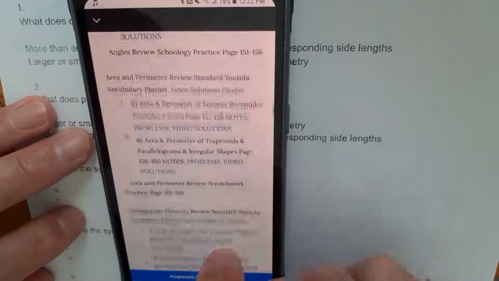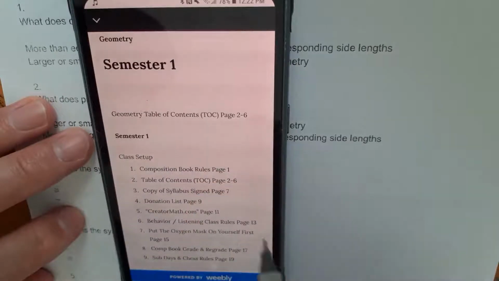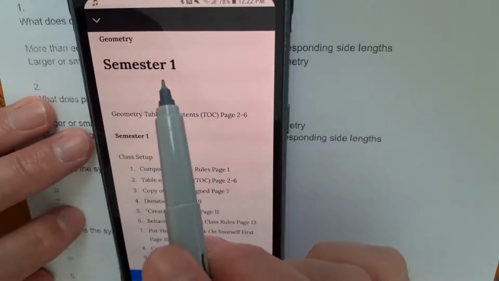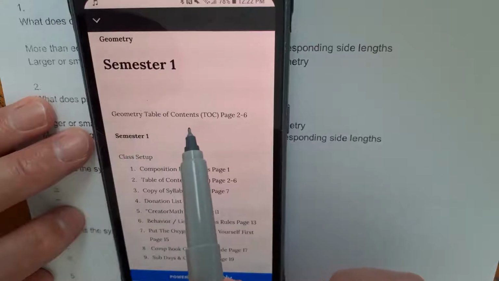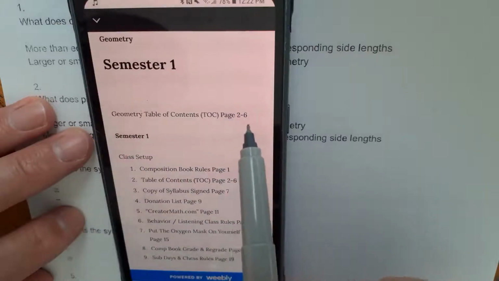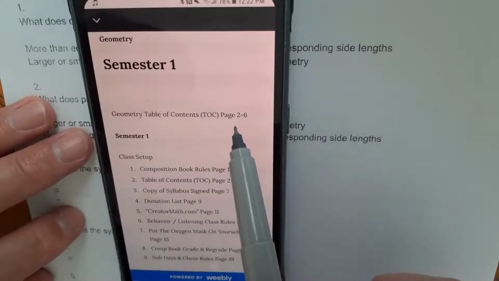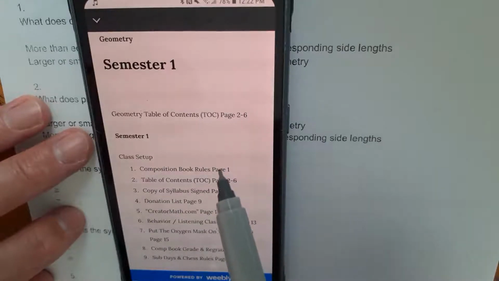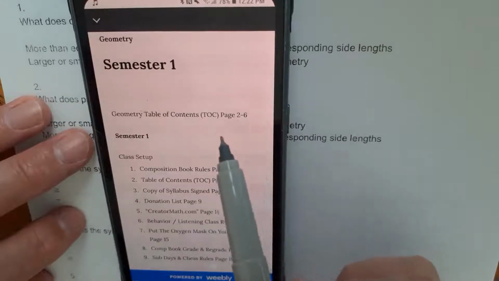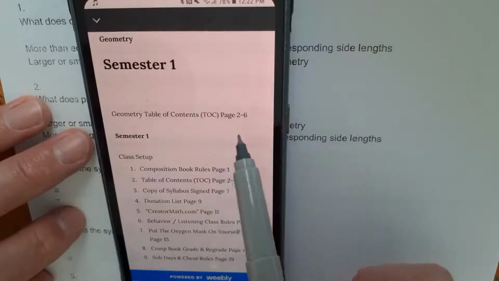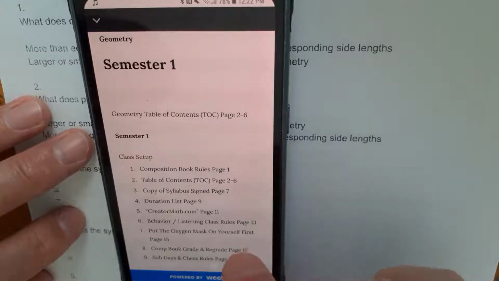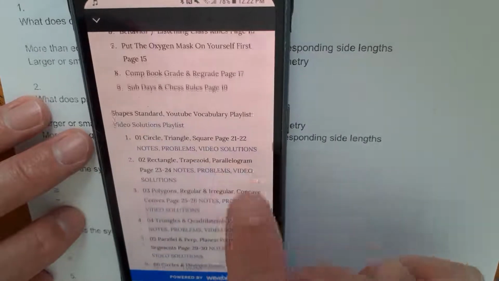Now we're scrolling down to the proper semester for the video that we're looking at right now. Here it says Geometry Table of Contents. Your job is to copy every line of this table of contents into pages 2 through 6 of your composition book. You should have done that already. If you haven't, stop what you're doing now and please do that. There are videos on how to number your pages of your comp book and what great comp books look like as a model for you.